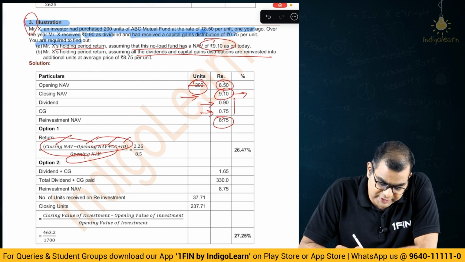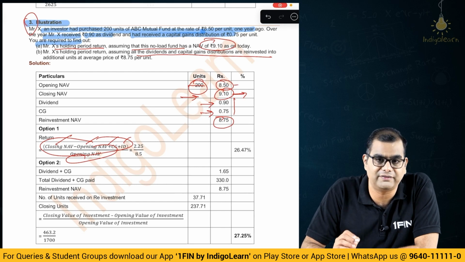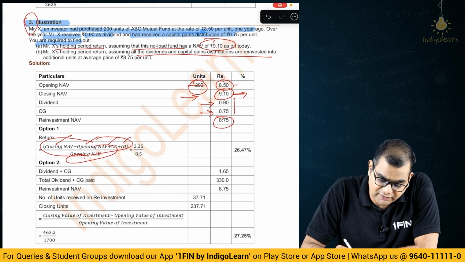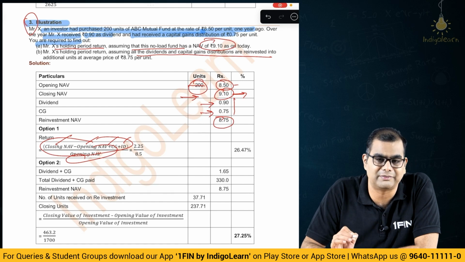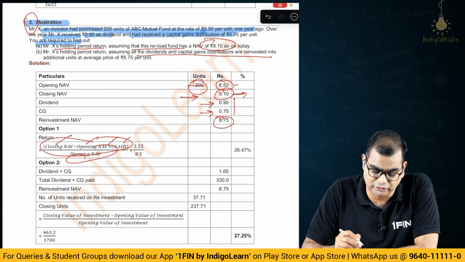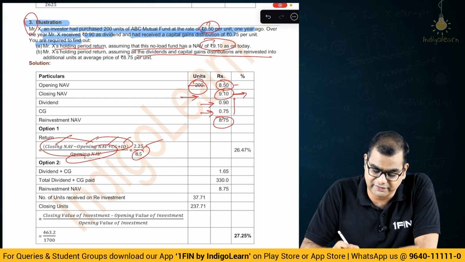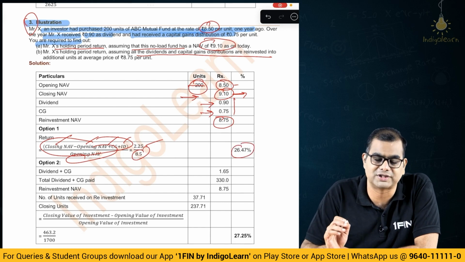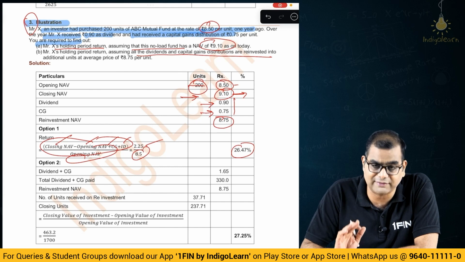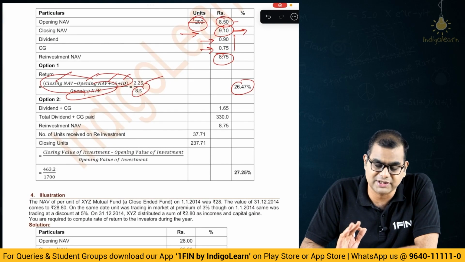Right. So you basically get increase in net asset value as 9.1 minus 8.5, which is 60 paisa, and then you have 1 rupee 65 paisa, which is capital gain plus dividend. 165 plus 60 is 225. So 225 is the numerator, and opening NAV, the opening investment was made at 8.5. So 2.25 by 8.5, you get a percentage of 26.47. It's a fairly simple thing. You just have to write stuff in an easy to understand format.